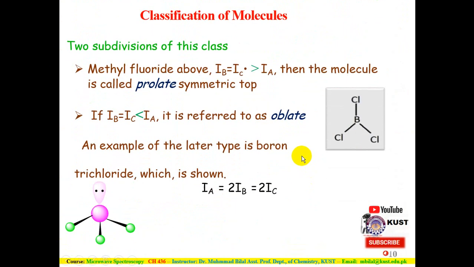Now this is further classified. Those molecules in which the moment of inertia of IB and IC is greater than IA we will call prolate symmetric top molecules, and an example is methyl chloride. While those molecules in which the moment of inertia of IA is greater than IB and IC, we will call oblate symmetric top molecules.